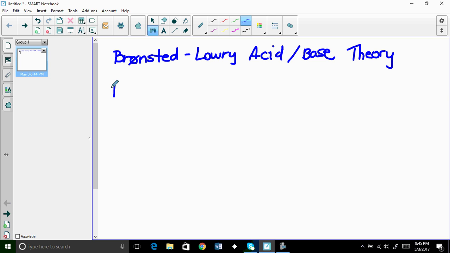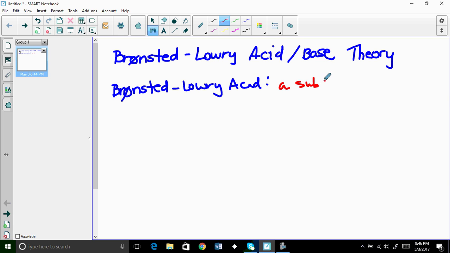Okay, so the first thing I'm going to define, and these are key terms, so if you want to just write them down once, first of all, what is the definition of a Bronsted-Lowry acid? I'm going to come back to these slides. So we're going to do a Bronsted-Lowry acid. I'm going to switch colors. It is a substance that is a proton. And remember, a proton is H plus.